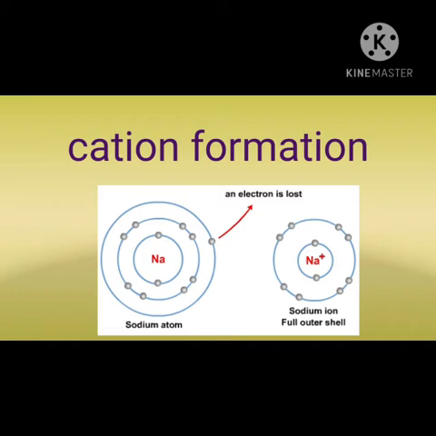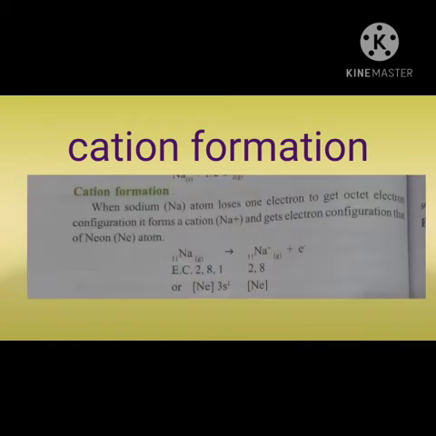So, the electronic configuration of the sodium atom is 2,8,1 and the electronic configuration of the sodium cation is 2,8. In the valency shell, it has 8 electrons. It loses 1 electron and it gets the neon configuration.